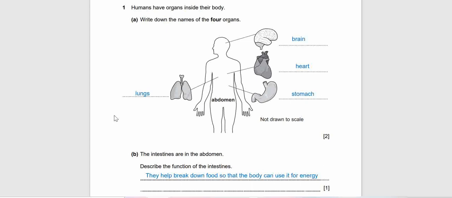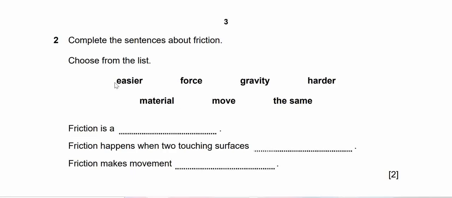Next, question 2. Here you go. Complete the sentences about friction. Choose from the list: easier, force, gravity, harder, material, move, the same. Friction is blank. Friction happens when two touching surfaces, blank. Friction makes movement, blank. Okay, 10 seconds from now, guys. 10, 9, 8, 7, 6, 5, 4, 3, 2, 1.